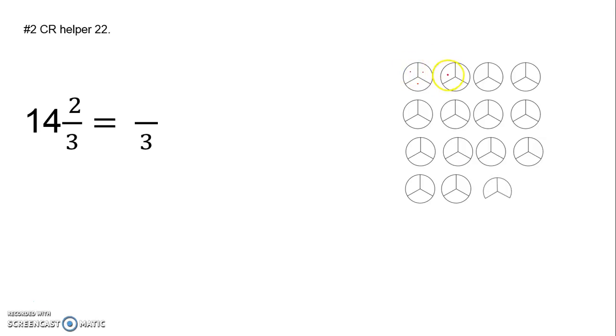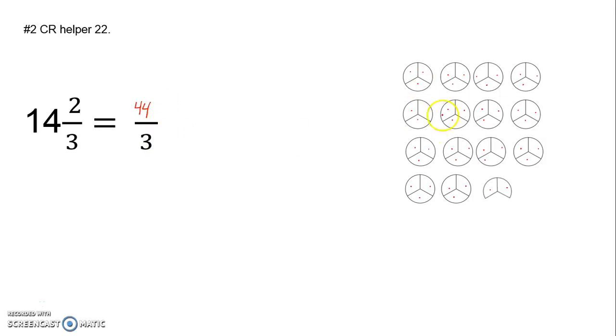There's 1, 2, 3, 4, 5, 6, 7, 8, 9, 10, 11, 12, 13, 14, 15, 16, 17, 18, 19, 20, 21, 22, 23, 24, 25, 26, 27, 28, 29, 30, 31, 32, 33, 34, 35, 36, 37, 38, 39, 40, 41, 42, 43, 44. Whew! 14 and 2/3 is actually 44 thirds.